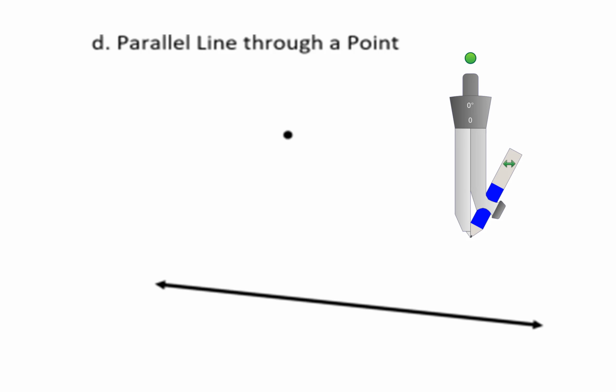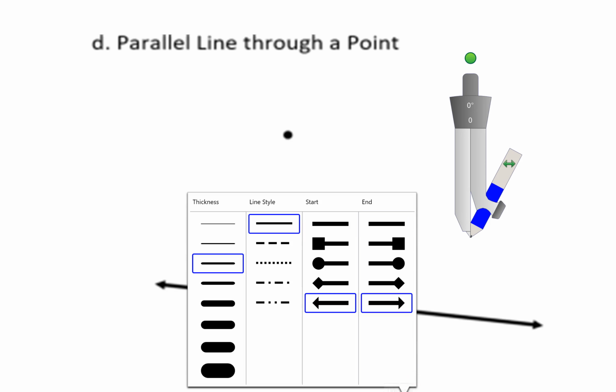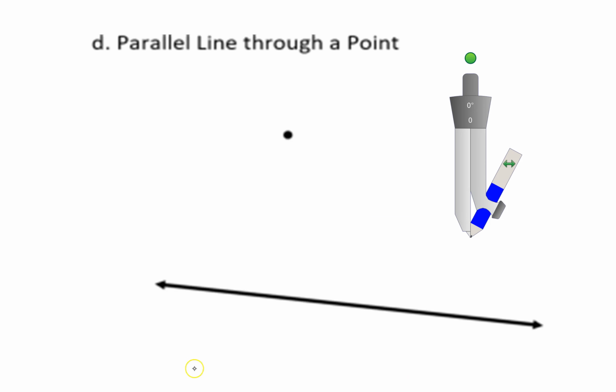Okay, so our next construction here is a parallel line through a point. If you remember with this construction, first we wanted to draw a line through that given point and through the given line. So we're just going to draw a line here. It goes to the point and the given line.